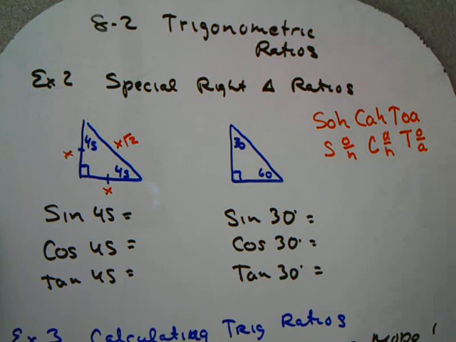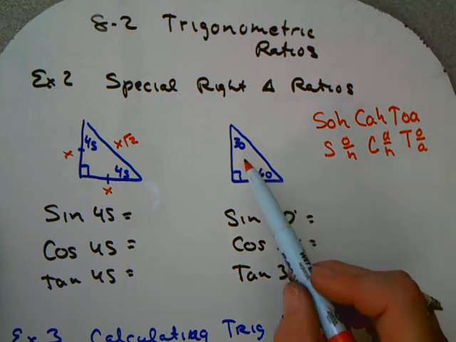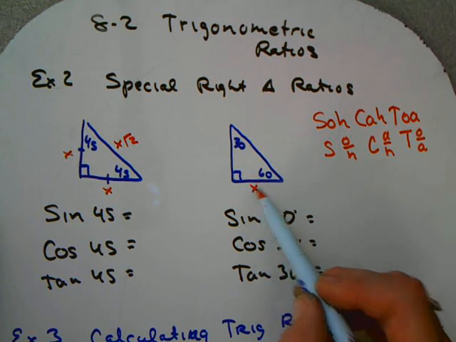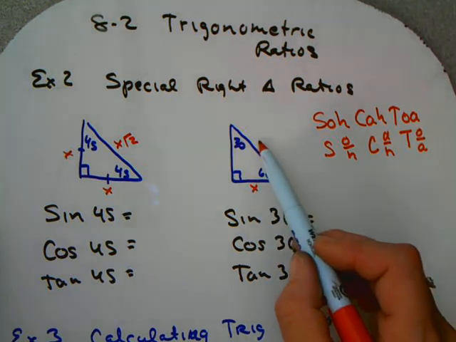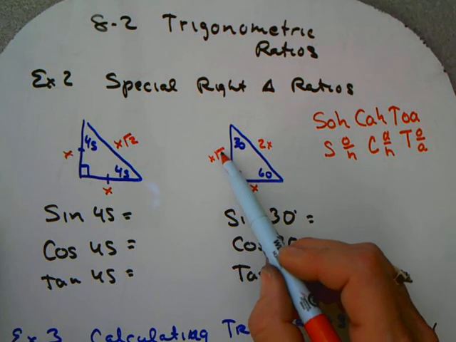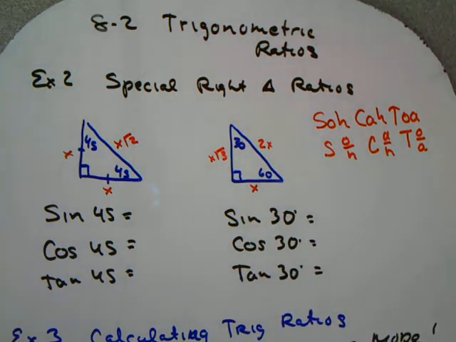In a 30-60-90 triangle, the short leg is some length, and the hypotenuse is twice that. The long leg is the short leg times the square root of 3. So again, ratios to memorize. If you remember these two, you can find the sine, cosine, and tangent of 45, 30, and 60-degree angles.